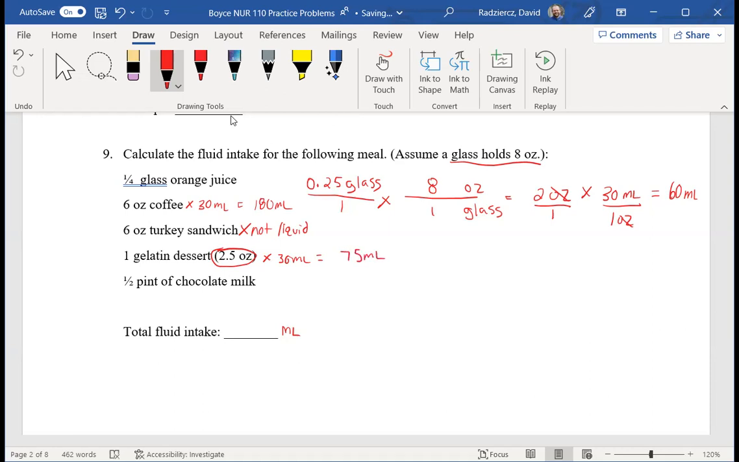And a 1/2 pint of chocolate milk. Well, we know that 1 pint is 2 cups. So a 1/2 pint is 1 cup, which is 8 ounces, which is 240 milliliters. So we can just write that 240 milliliters.